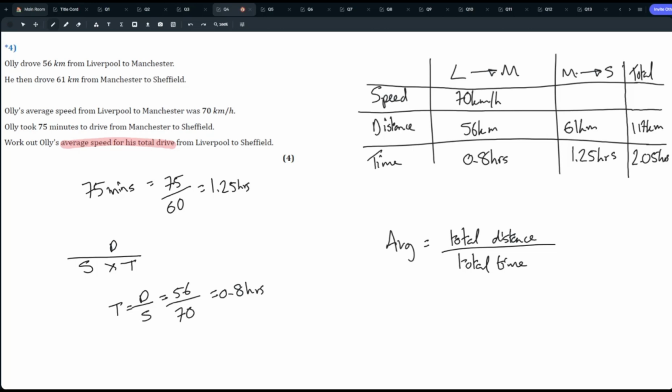Now we don't know the speed from Manchester to Sheffield, but actually it doesn't matter. We could work out the speed if we wanted to, but even if I did work out the speed, it's not like I total the two speeds together to get the average speed. That's not how this works. Remember, the average is total distance over total time, and I have that now. So the total distance will be 117 over 2.05. Then once we do that, we get 57.1 kilometers per hour. That's done.